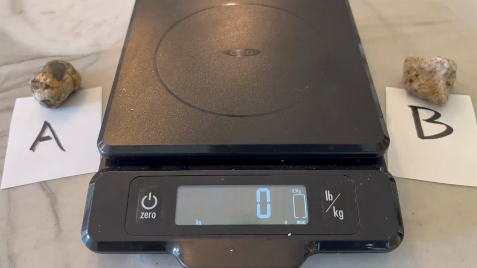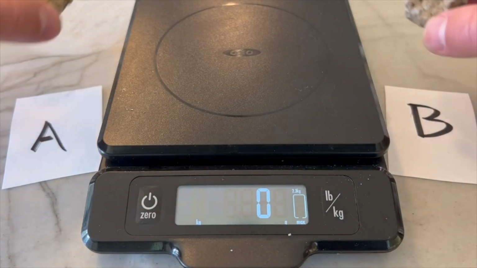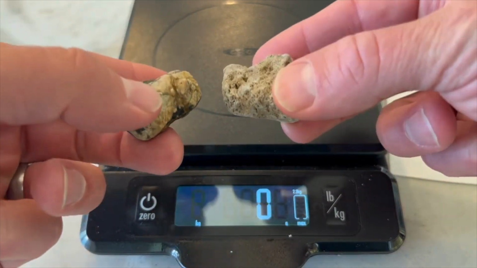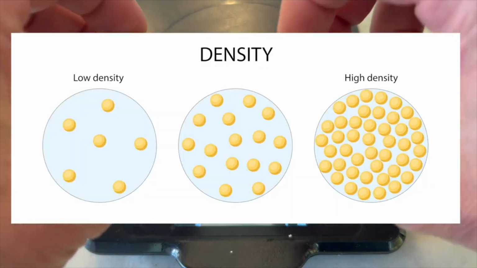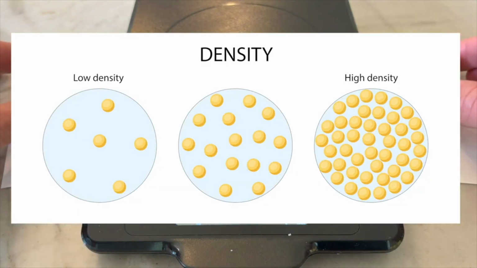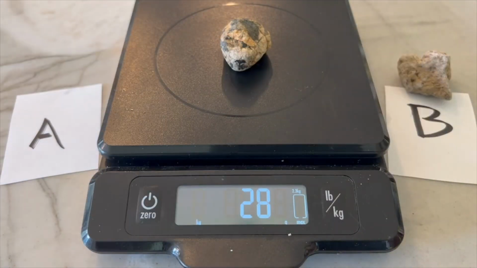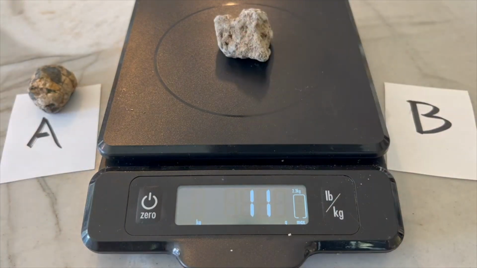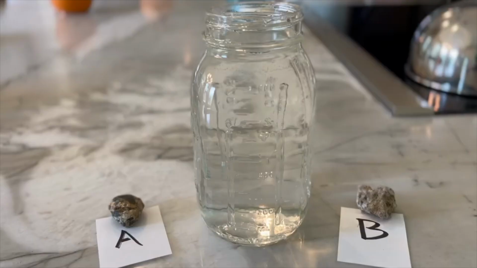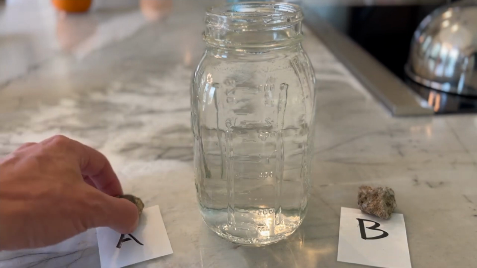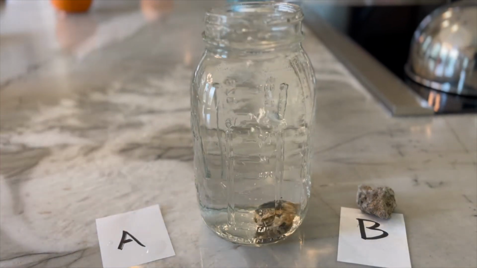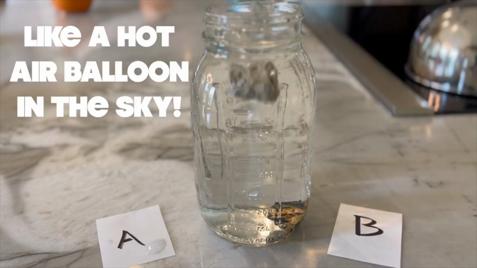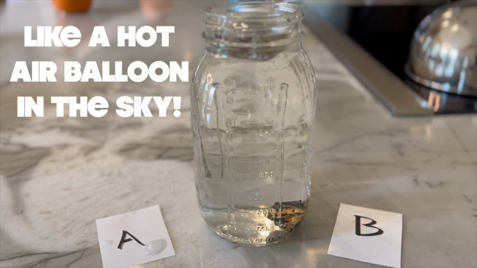Alright, here we go. Now take these two rocks. They're roughly the same size, but one is much heavier than the other. Because it is more dense, it has more atoms taking up the same space as the less dense rock. The first rock is 28 grams. The second rock, it's only 11 grams, even though they're the same size. And watch as I drop these two rocks into a tank of water. The one more dense than water sinks, while the one less dense than water floats back up to the top.